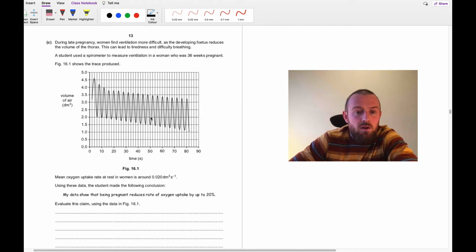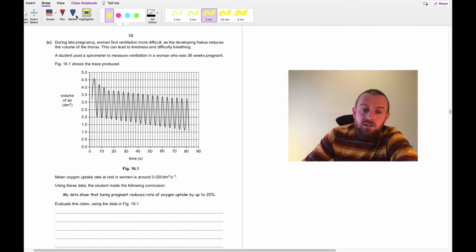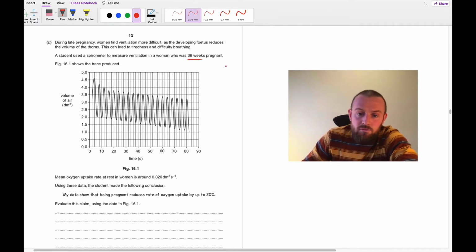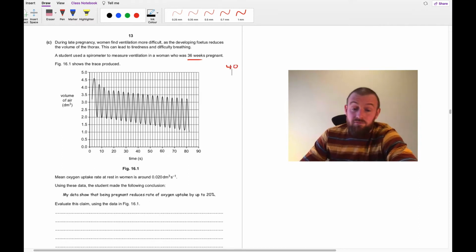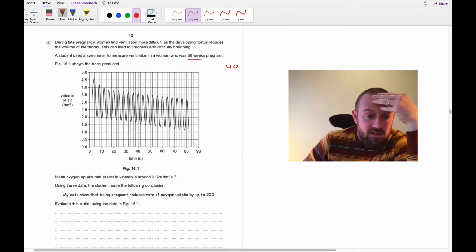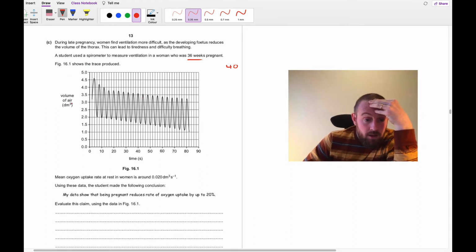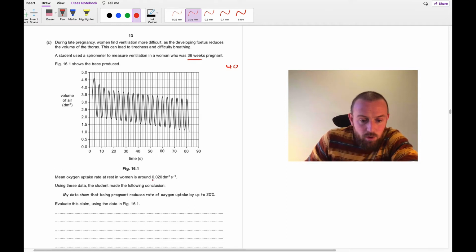A student uses a spirometer to measure ventilation in a woman who's 36 weeks pregnant. So this is very late stage. 40 weeks is birth, basically. So 36 is the final 4 weeks of pregnancy. Here's the trace produced. Mean oxygen uptake at rest in women is around 0.02 decimeters cubed per second. Using these data, the student made the following conclusions. My data show that being pregnant reduces rate of oxygen uptake by 20%.